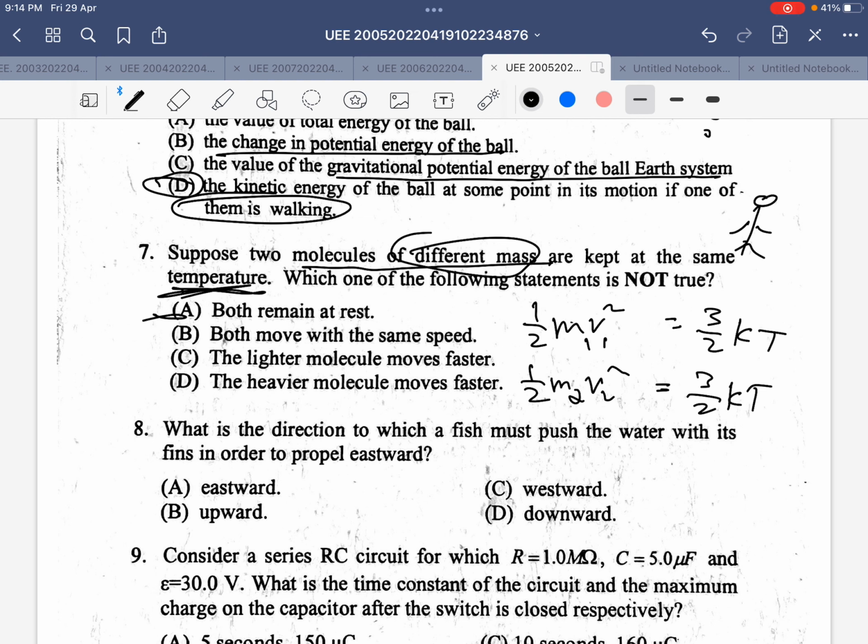Now let's see choice C. The lighter molecule moves faster. Yes, the lighter molecules move faster and the heavier molecules move slower. Therefore, the answer is C.